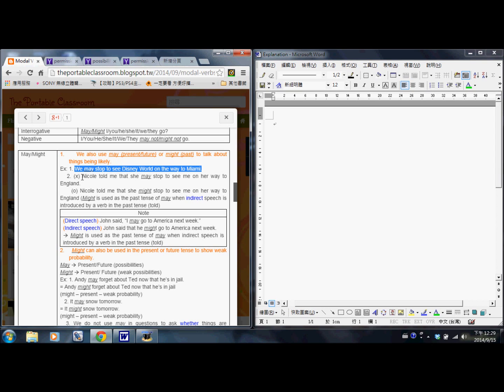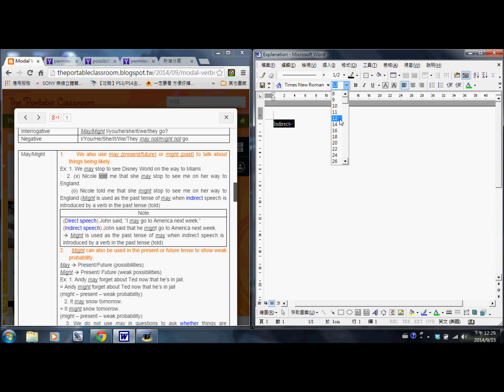Number two is a wrong sentence, and let's see why it is wrong. Nicole told me that she may stop to see me on her way to England. You can see here, we talk about direct and indirect speech. Nicole told me, this is an indirect speech, and it's in the past tense. First of all, this is an indirect speech, and it talks about the past. You can see that from the words over here, Nicole told me. So over here, we should also use the past tense.